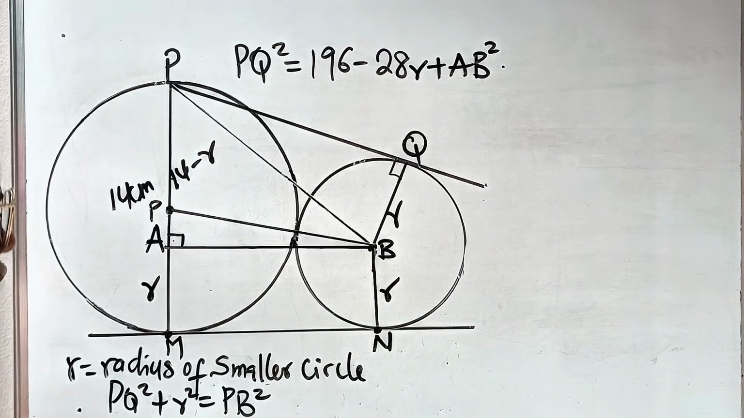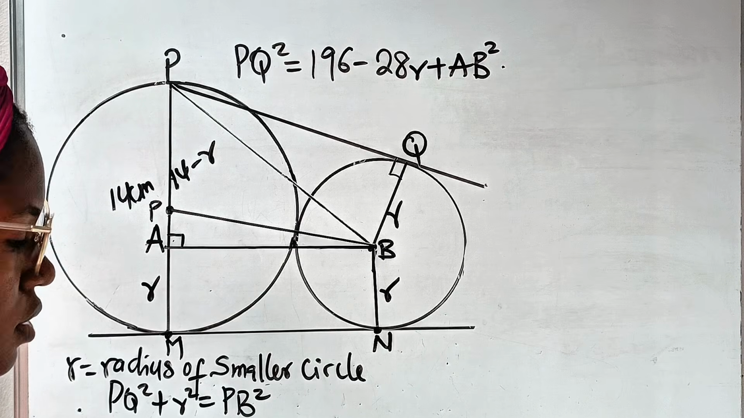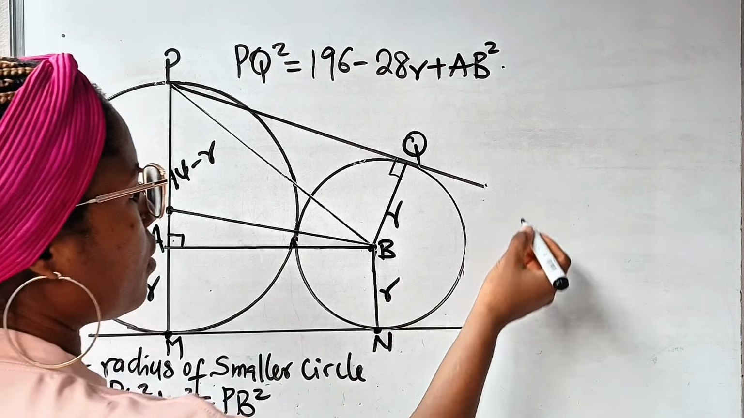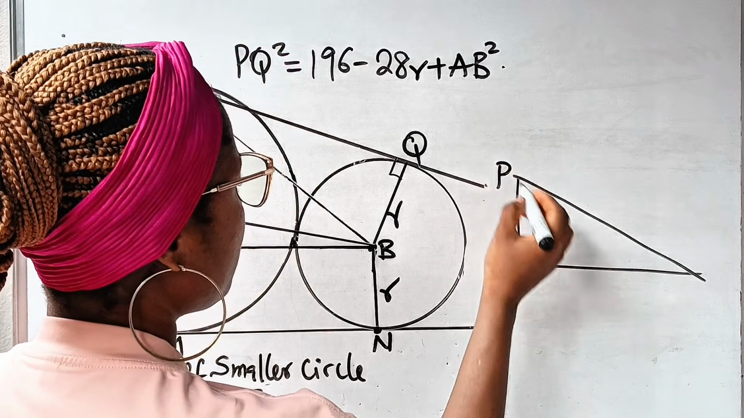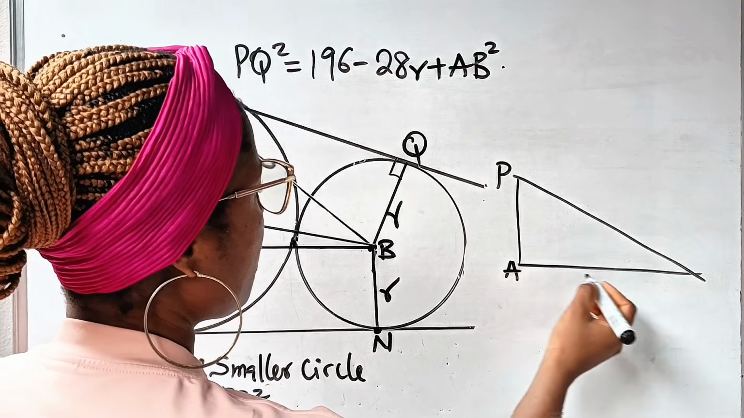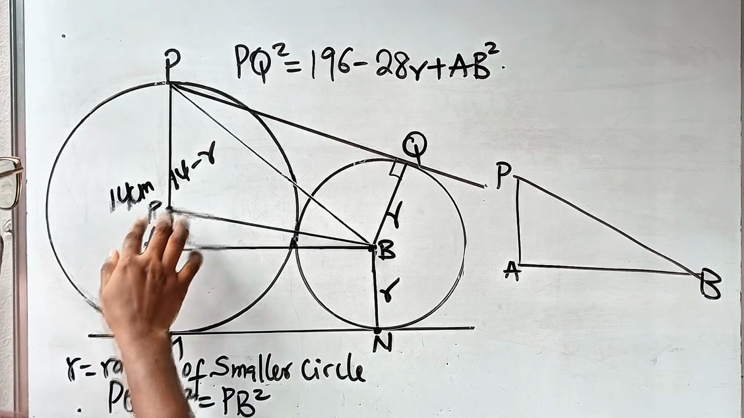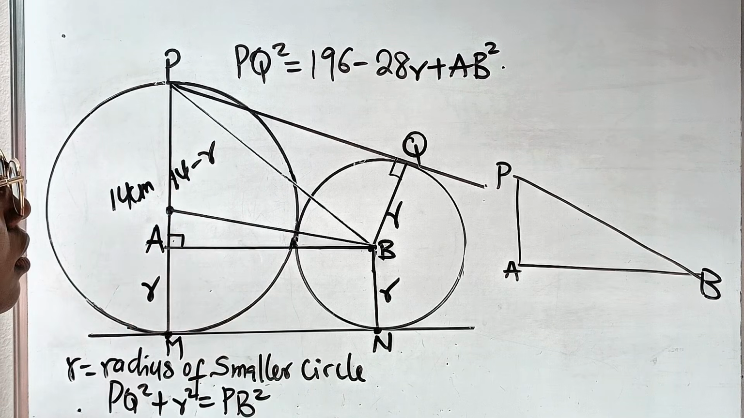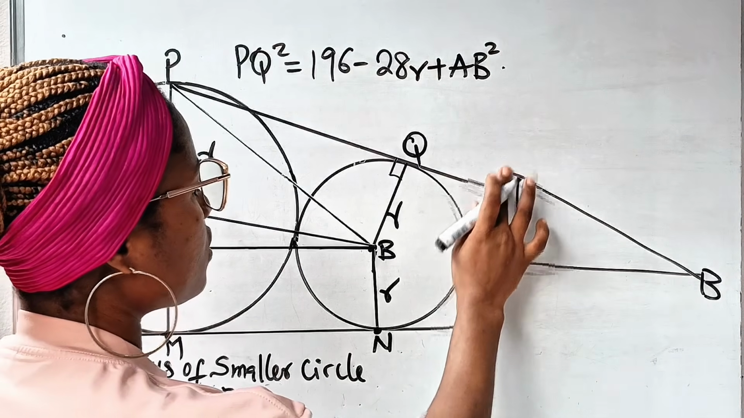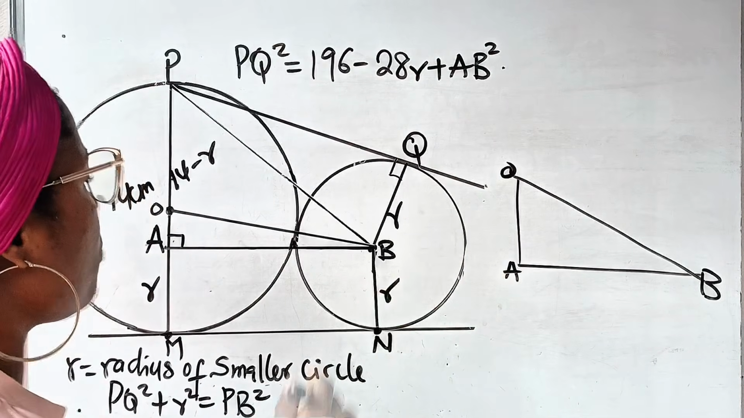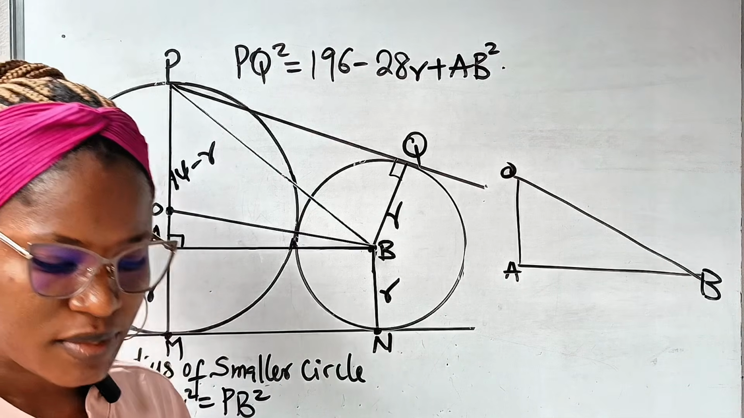So if we do that, we now have another right angle triangle, PAB. So let's draw it out. Triangle PAB. This is P, this is A, and this is B. Oh, we have P already, so we cannot call this place P. Let's call it O, since we don't have O again. So this is O. So we have OAB, right? Now, we are going to use a lot of theorems here.